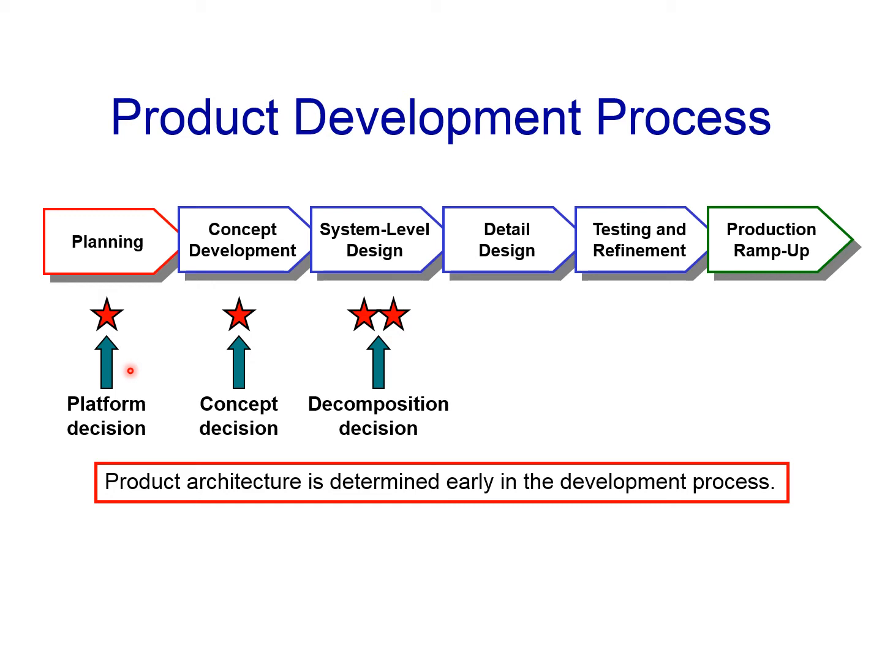Is there an architecture that we will inherit, or do we start from scratch and build a platform, or is it a one-off product? In the concept development phase, we make decisions about the overall arrangement of the functional elements, which may determine the architecture, even though we may not actually finalize and formalize the architectural decision until we decompose and design and do the system engineering in the system level design phase.